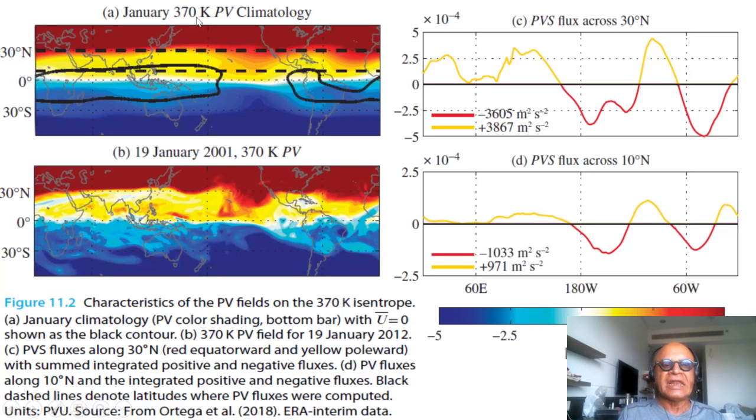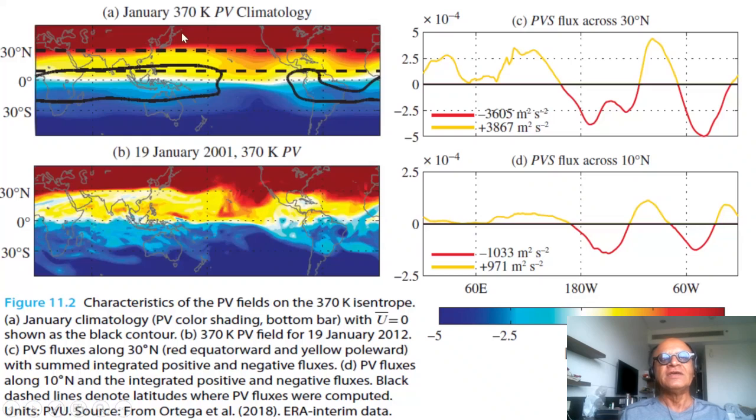This is the January climatology, which means it's averaged over a long time, and this is how an average January would look. And then this is a particular day, 19 January 2001. It says 2012 down here, it says 2001 here, Peter. Okay. So in the climatology, you see what we had seen before.